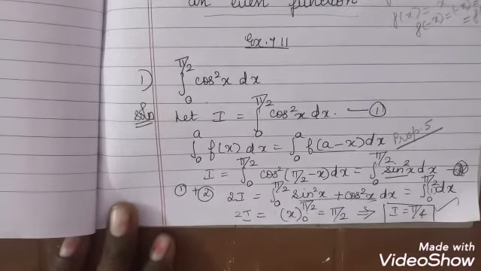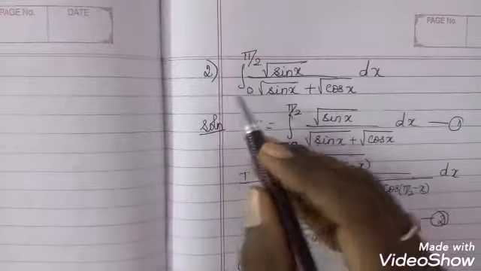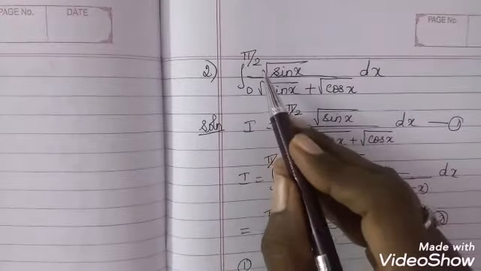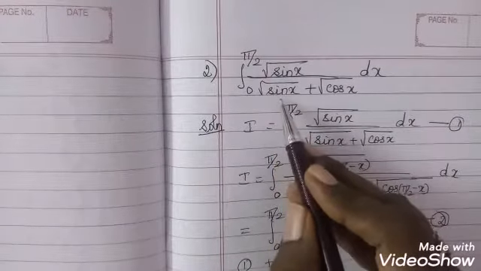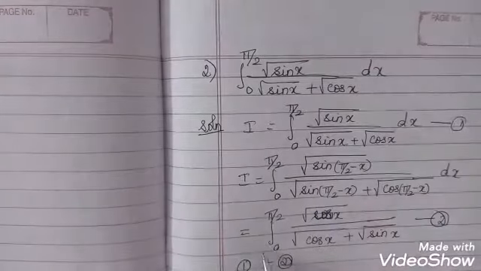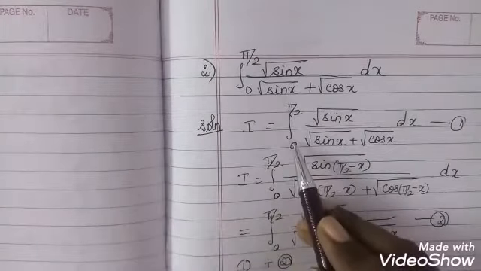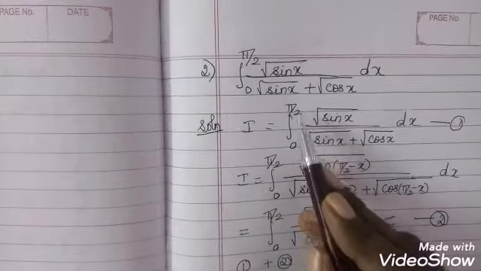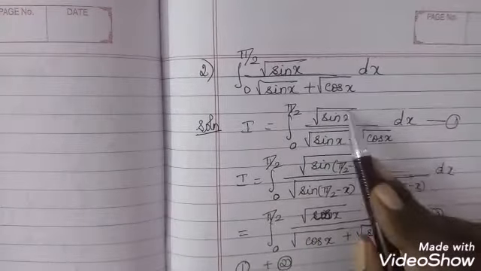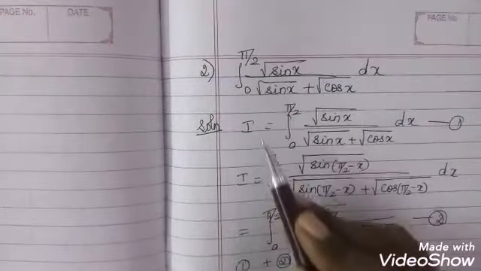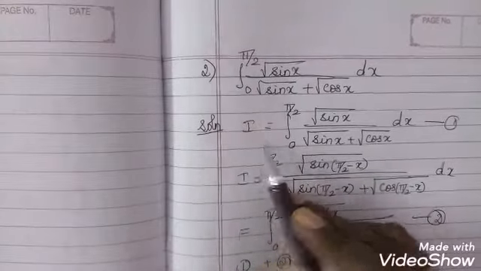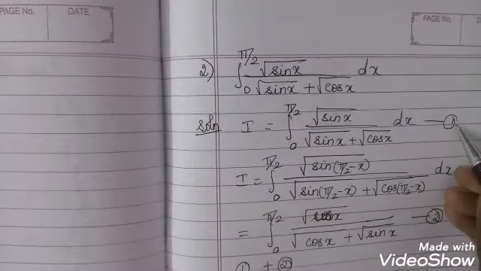You understood? Second question: integral over 0 to pi by 2 of root sin x divided by root sin x plus root cos x dx. So what is your I equal to here? I is equal to the integral over 0 to pi by 2. I'll just write the question again here. I've given a name to this I, and we mark it as 1.